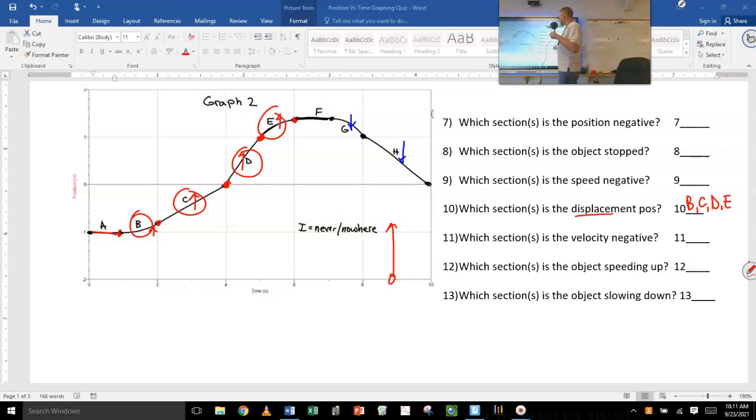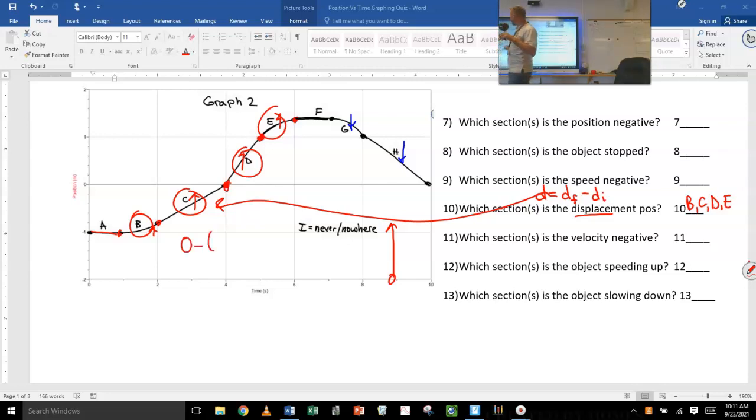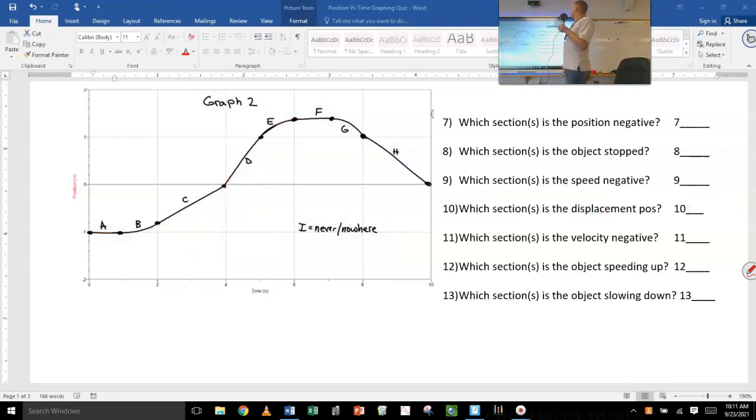And remember, the definition of displacement is your final position minus your initial position. So what's my final? What's my initial? Like, for instance, letter C, to just do one example, my final position is 0. My initial position is negative 0.75. So it ends up being a positive displacement. Or you can look at where you're moving up on the graph. Where is your velocity negative? Anywhere you have a negative slope.